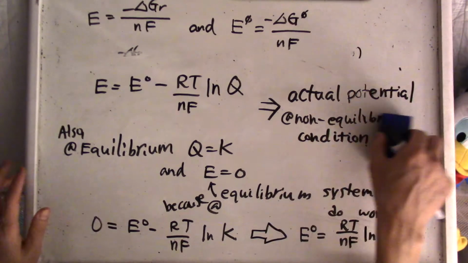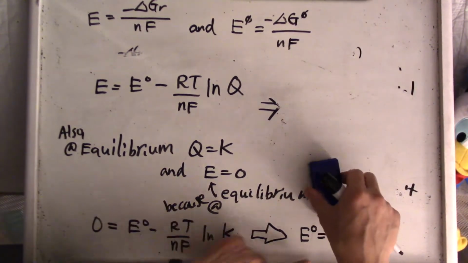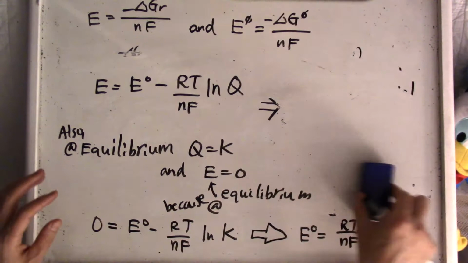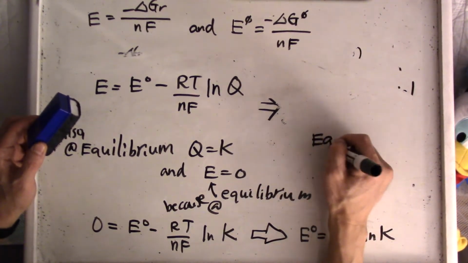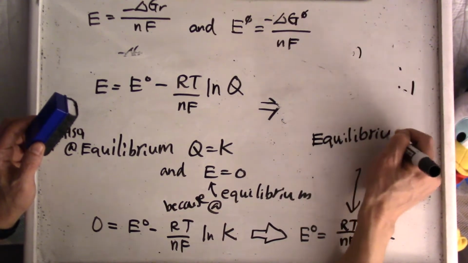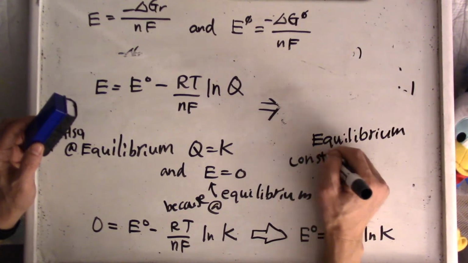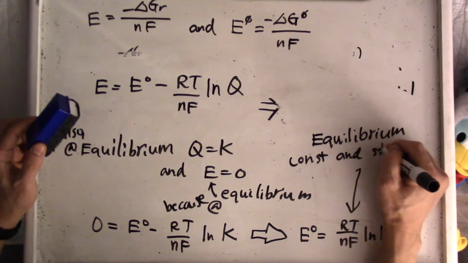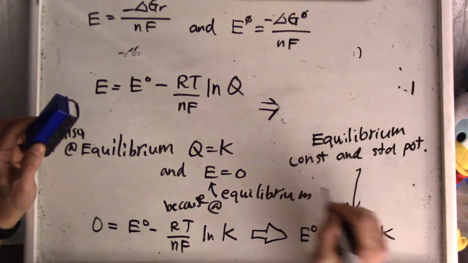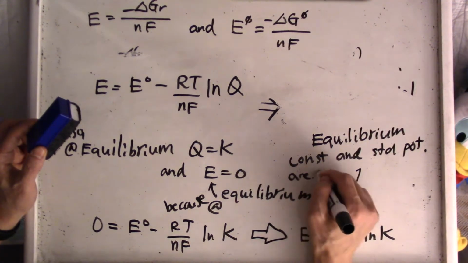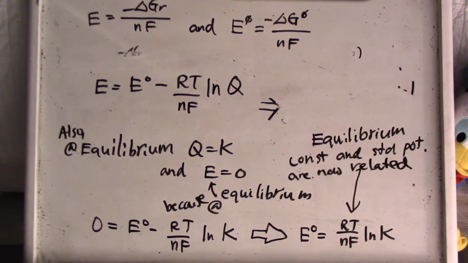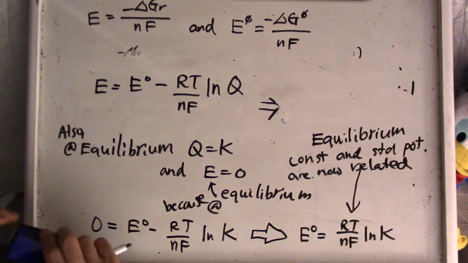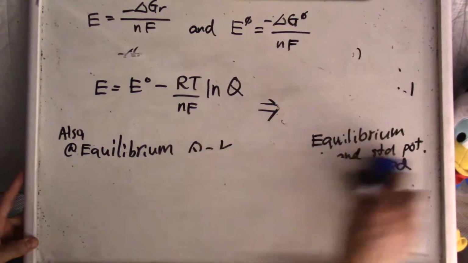So underneath here, I'm just going to erase this space so that I can make room, but you can write it underneath here. So here, let me write this down. Here, it's equilibrium. The equilibrium constant and the standard potential are now related. How cool is that? So everything is related. Kind of cool, right?